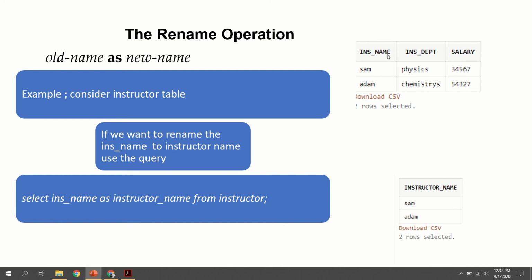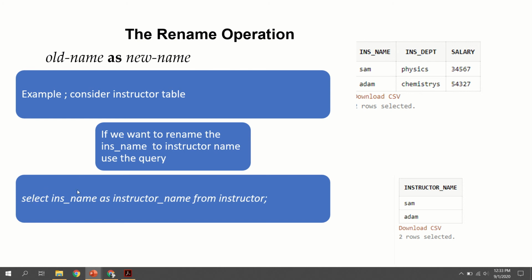So how can I change the name? How can I perform the rename operation? For that I have to write the query like this. First of all, suppose that I want to retrieve the instructor name and I want to change INS name to instructor name. That means my aim is to retrieve the first column, the first field, the name of all the instructors from this instructor table, and I need to change the heading of INS name to instructor name. So I will first write what I need.